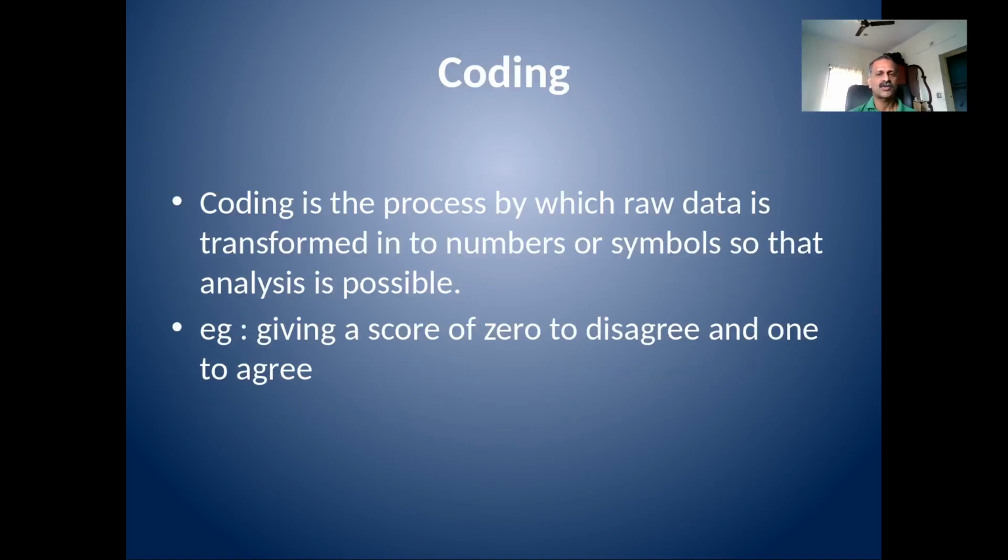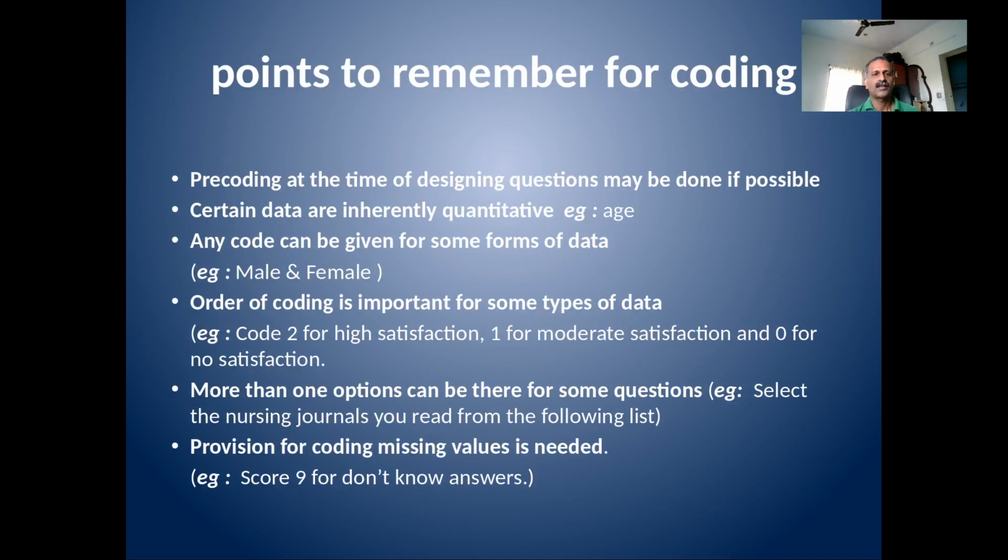Coding is a process by which the raw data is transformed into numbers or symbols so that analysis is possible. For example, a score of 0 to disagree and 1 to agree. Then there are a few points to remember for coding. For example, pre-coding at the time of designing the question may be done if possible, as I mentioned before. It can be done, but in some situations it may not be possible.